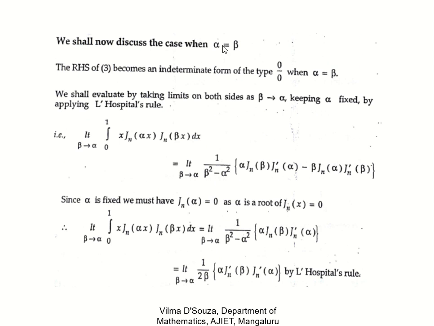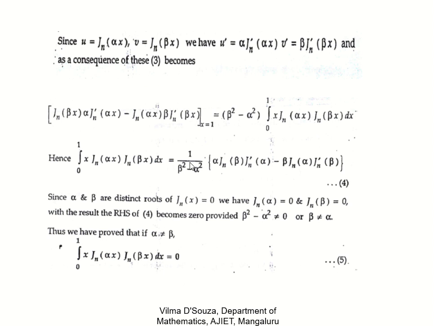Now consider the case when alpha equal to beta. When alpha equal to beta, you can observe here that the denominator, beta square minus alpha square, becomes 0. So what are you going to do in such cases?